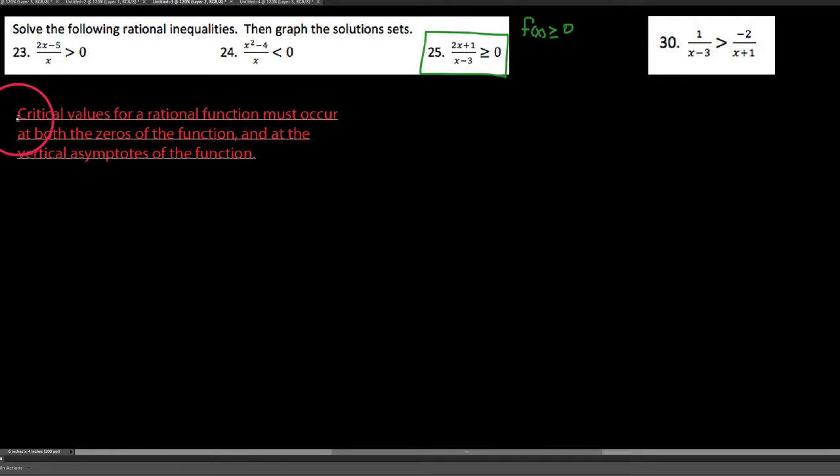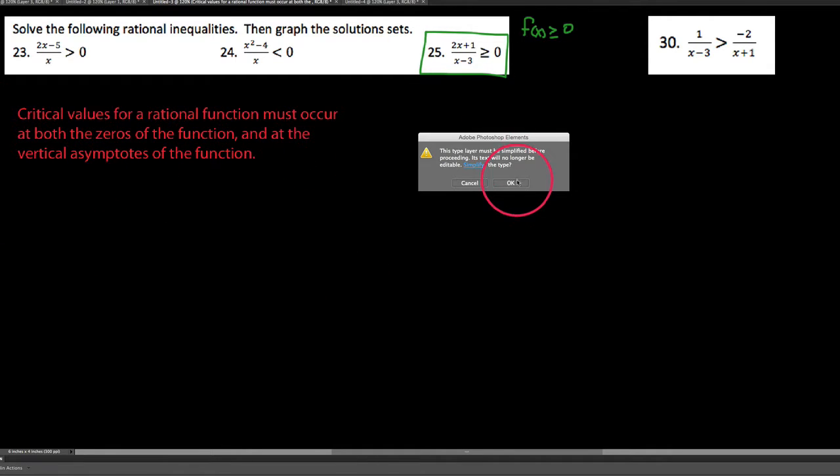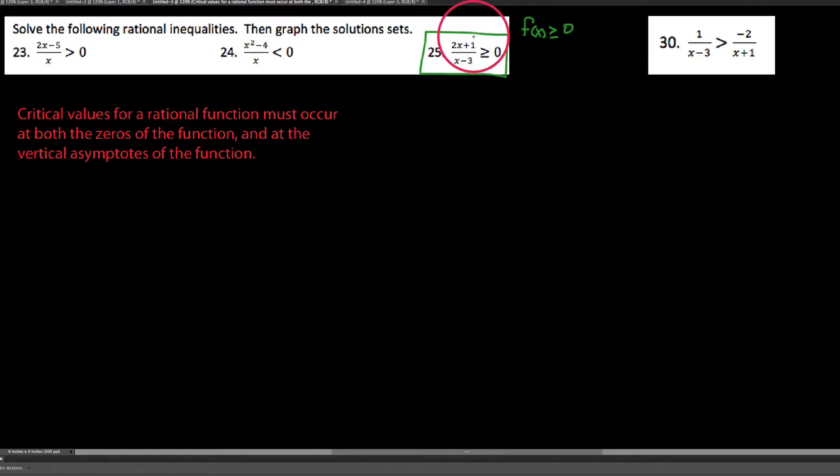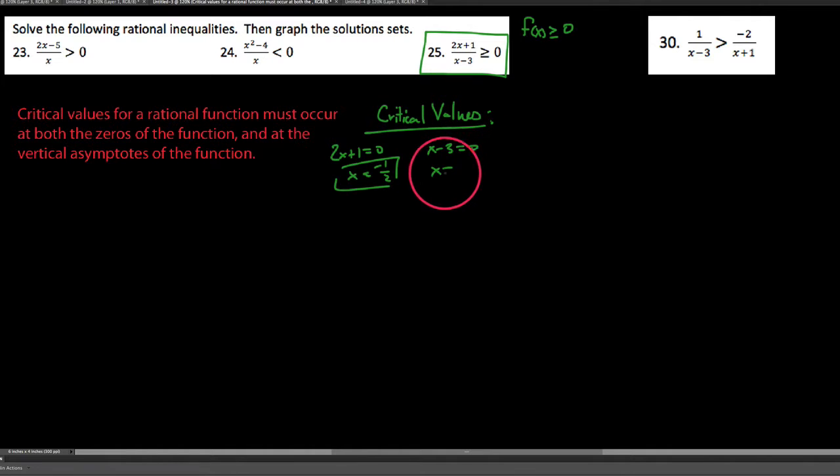So here's what we're going to do, essentially. We're going to find the zeros and the vertical asymptotes of this function. And the neat thing about that is, essentially, the zeros of the function occur when the top equals 0, and the vertical asymptotes of the function occur when the bottom equals 0. So let's go ahead and do this. We're going to write down our critical values here. With respect to our critical values, 2x plus 1 equals 0 if and only if x equals negative a half. And the denominator here equals 0 if and only if x equals 3.